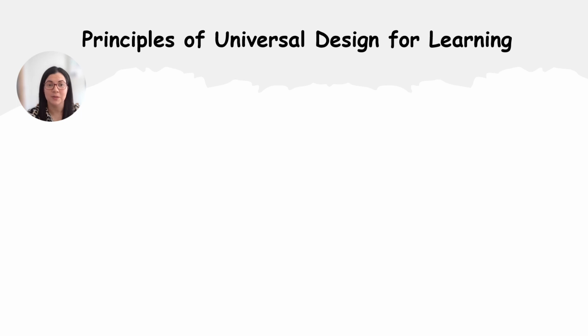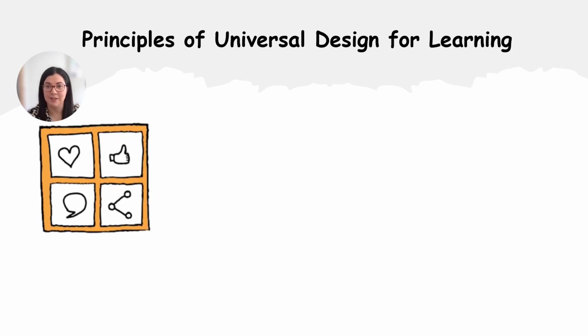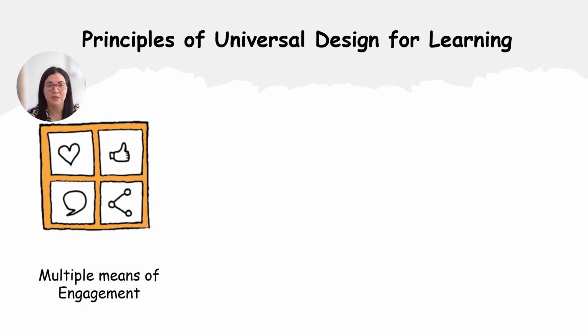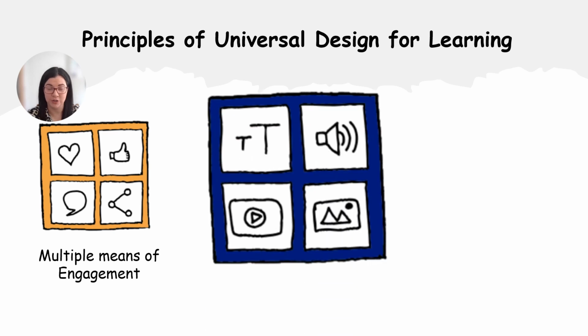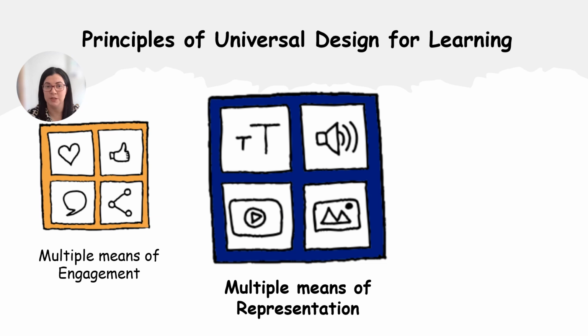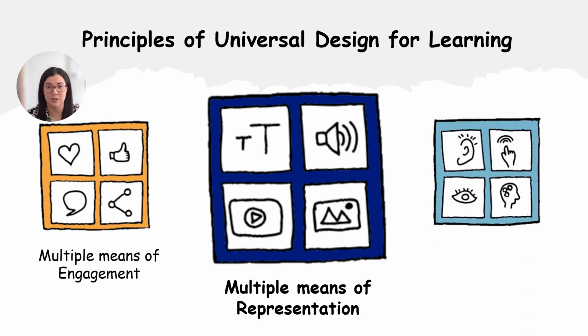So the three principles of universal design for learning are multiple means of engagement, multiple means of representation, and multiple means of action and expression. And because of the +1 approach that I undertook, the specific universal design for learning principle that I focused on during the redesign was multiple means of representation, or the what of learning. It's important for us to realise that all individuals have different ways of perceiving and comprehending information, and that this principle emphasises the importance of providing multiple means of representation.